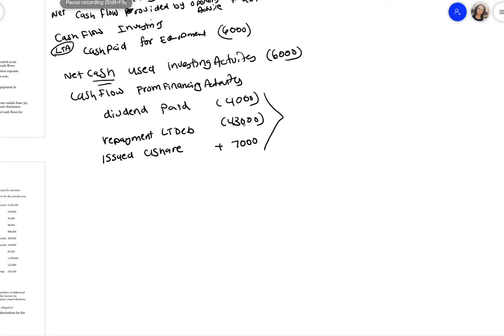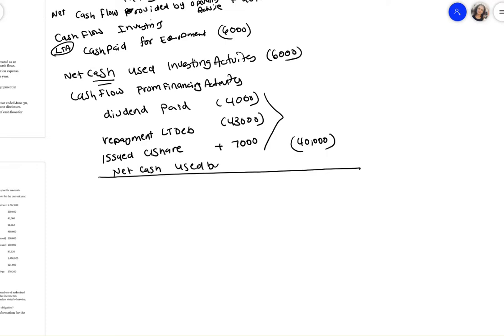In this case, 43 minus the 4, add those two numbers, 47, so that will be my 40,000, and that is a negative number. So now when we are looking at it, what did we have? We have a net cash used by financing activities.